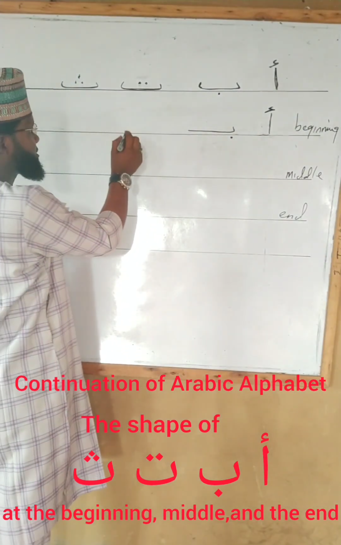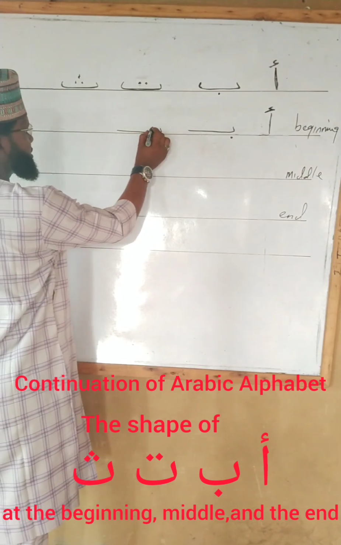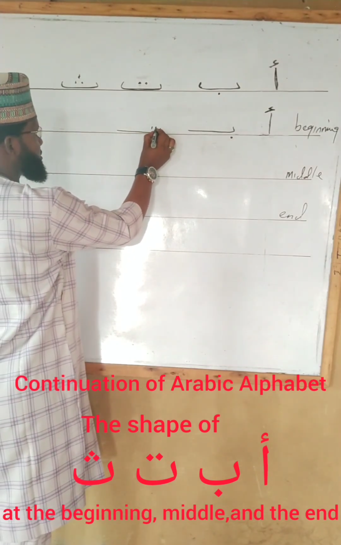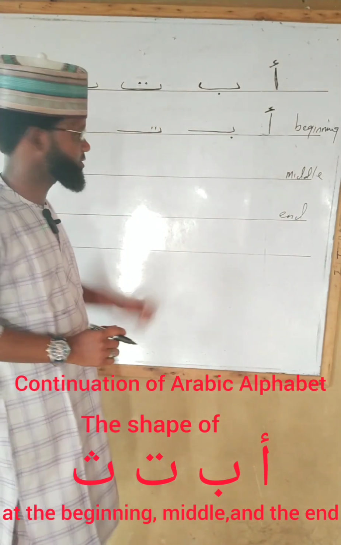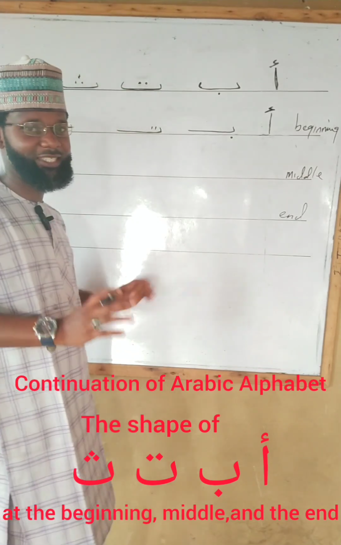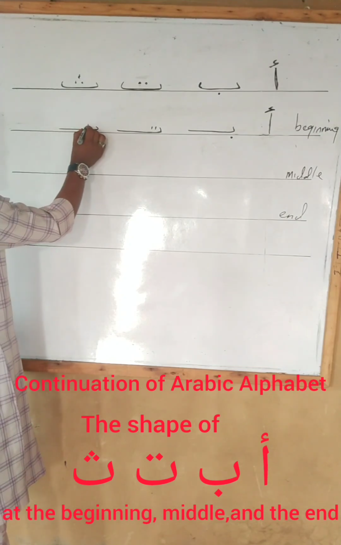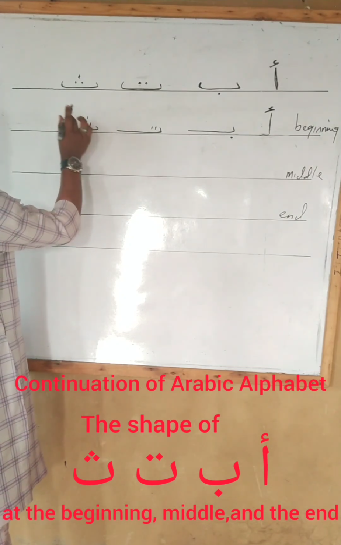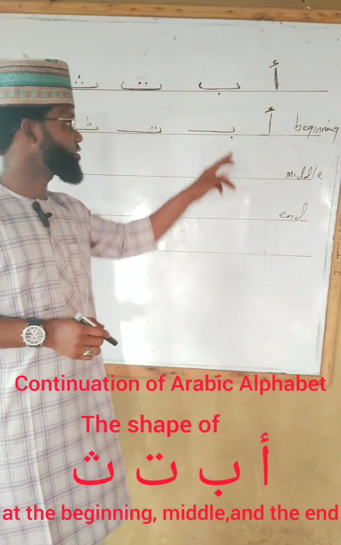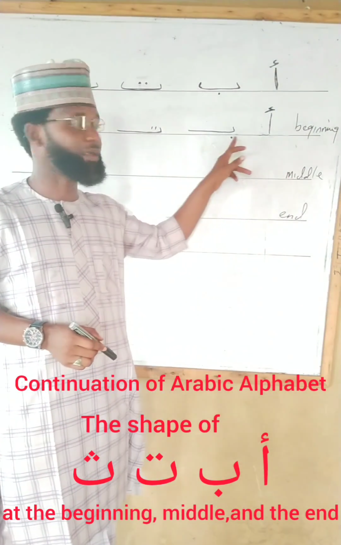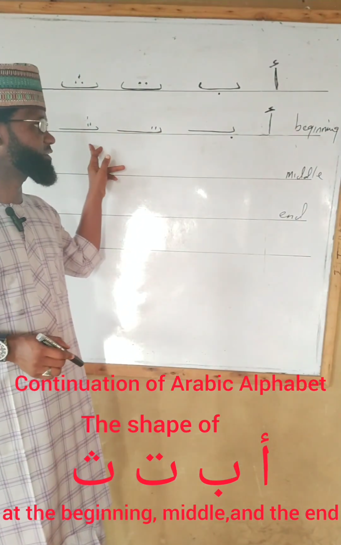Then the other one, the same thing. You know they all have the same shape. So what differentiates them is the dot. So once you see this one coming like this, it is Ta. There's no curve here like this. That is at the beginning. Same thing with this one. No curving. Only the dot will differentiate it. This is a Tha. Alif at the beginning, Ba at the beginning, Ta at the beginning, then Tha at the beginning.